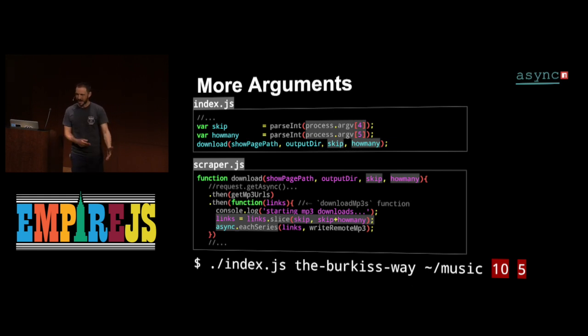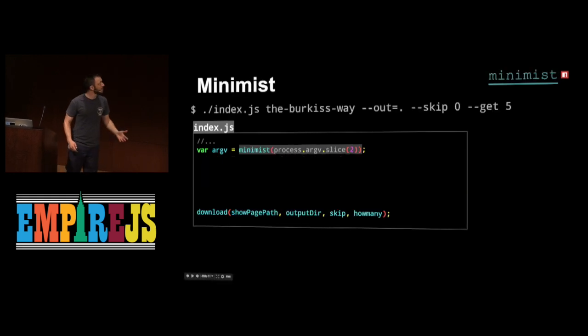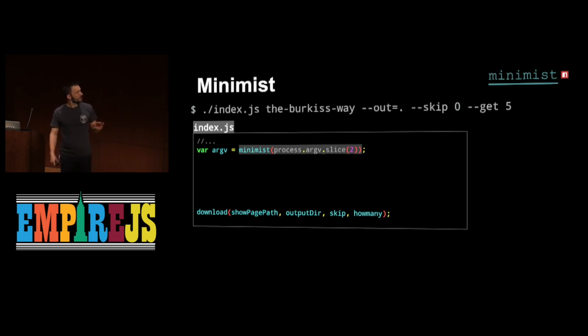What is the 10? What is the 5? What order do they go in, et cetera. So what we want to do is name our arguments. And we're going to use a tool called Minimist to parse our switches. Now, our goal is to be able to write index.js the Berkus way, and then an out switch for where we want it to go, a skip switch for how many to skip, and a get for how many to get.